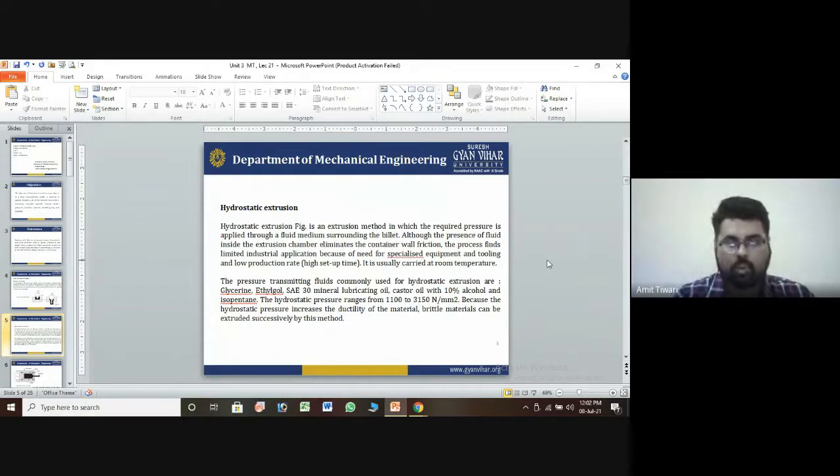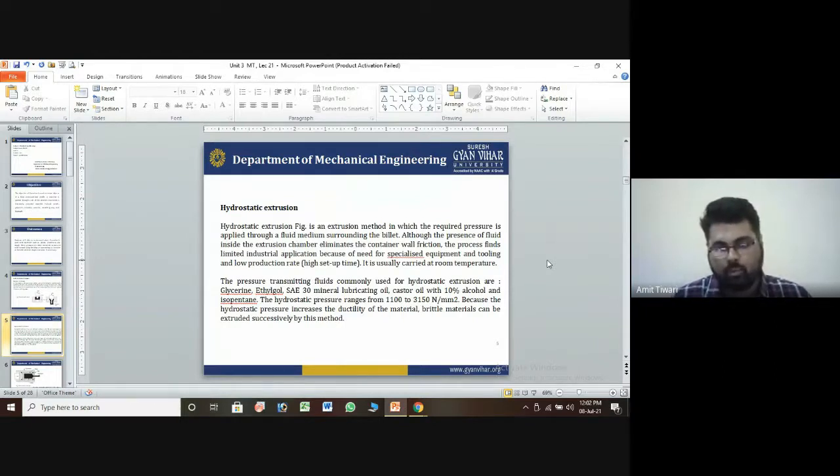Cold extrusion is divided into two parts. First is Hooker extrusion, and second is hydrostatic extrusion. Hydrostatic extrusion is very popular because it is easy: we apply pressure on a particular fluid to extrude the part as required.